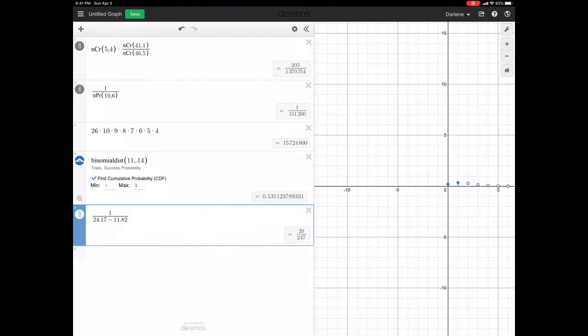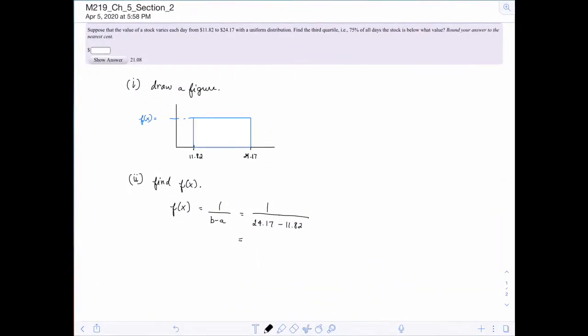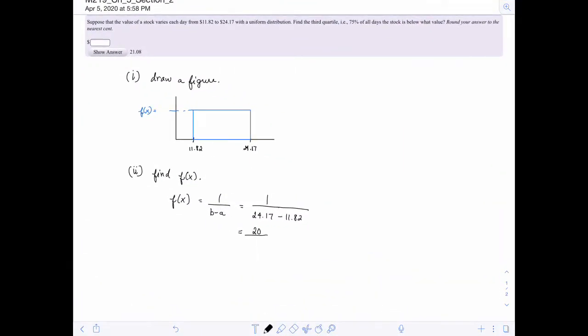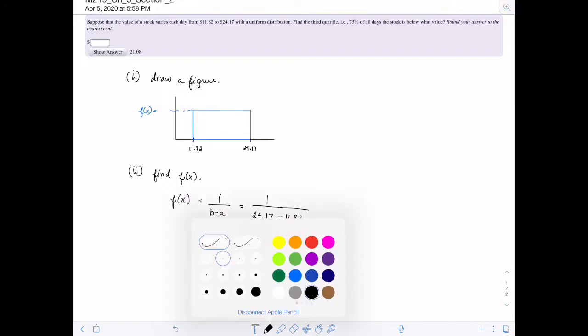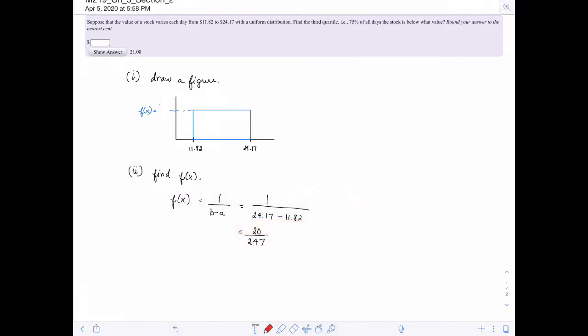I can also change it to a fraction, which I will. I'm going to leave it as a fraction just so that I'm not rounding and I don't get any error. So 20 over 247. So let me go ahead and put over there 20 over 247.